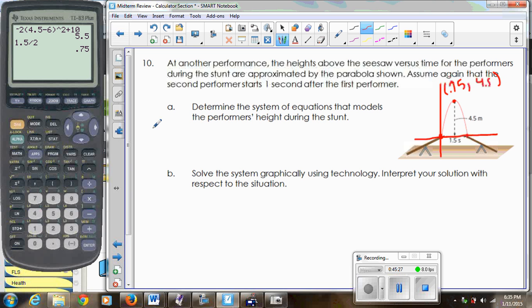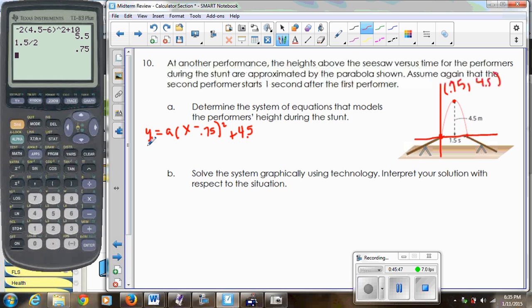So again, I don't know the value of A. So for the first performer, I'm going to go ahead and do what I did before, where I have A times the quantity x minus 0.75 squared plus 4.5. Now what makes this a little bit more challenging is now I'm dealing with decimals, but it's really not a big deal. I know that the first performer hit the 0.00.